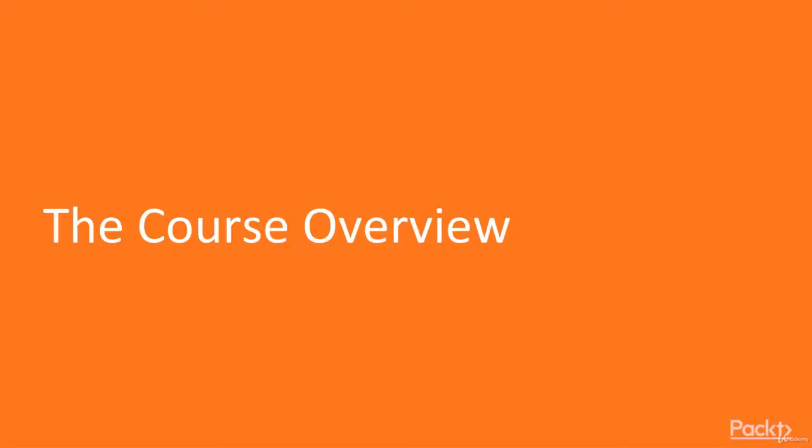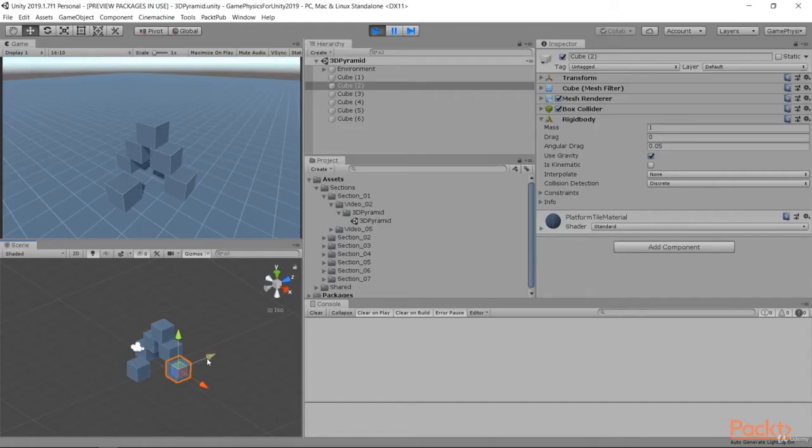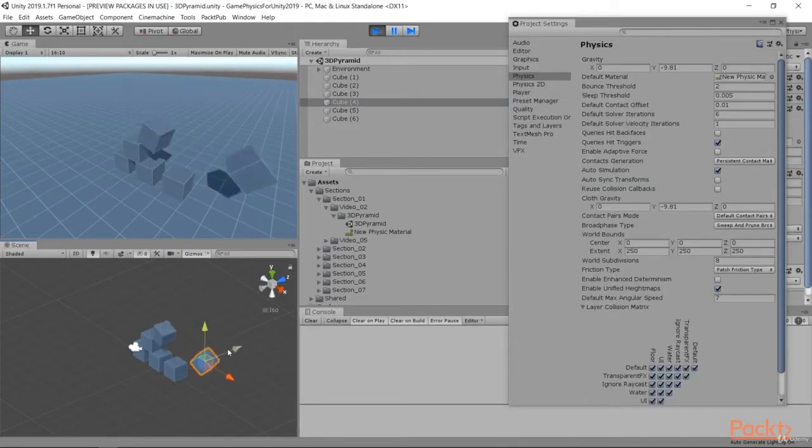Let's take a look at the course overview. In Section 1, Intro to Physics, we'll look at the benefits of creating physics-based games. We'll look at the three major concerns of any physics system, and we'll review Unity's physics system and project setup.